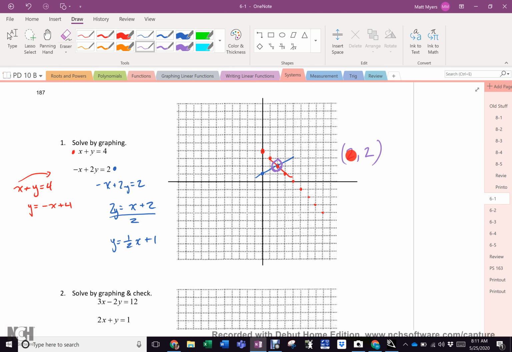Of course you can check it. I have an answer here. All you do, that is an x, that is a y. Test it. Is 2 plus 2 4? Yes. Is negative 2 plus 2 times y, which is 4, is negative 2 plus 4 2? Yes. So I know I did it right.